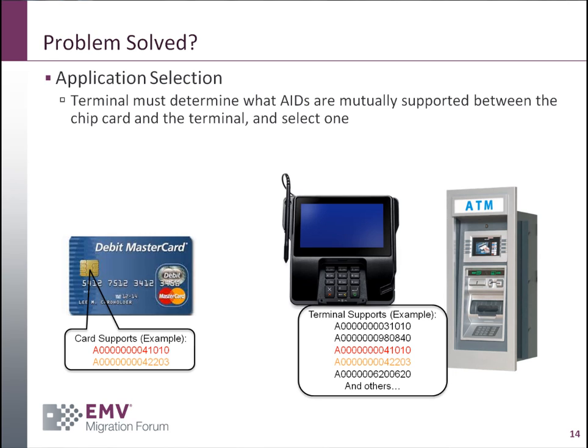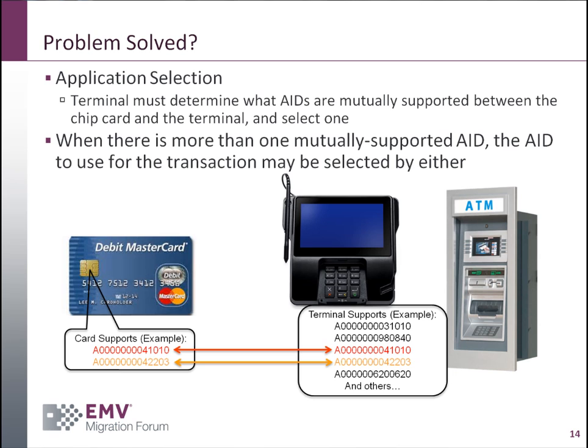Although ATM transactions do not fall under Durbin Amendment legislation, ATMs must abide by EMV specifications, and they will be accepting U.S.-issued debit chip cards that support a U.S. Common Debit AID or the Shared Debit AID. When there is more than one AID that is mutually supported between the chip card and the chip-enabled terminal, a choice must be made about which of these AIDs to use for the transaction.